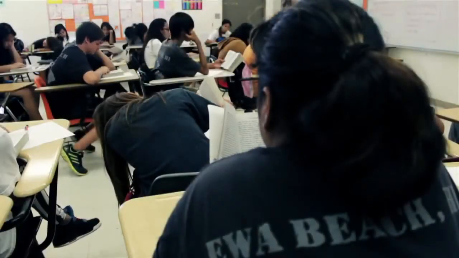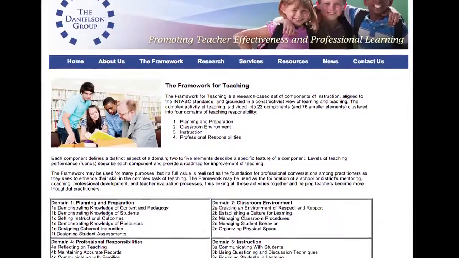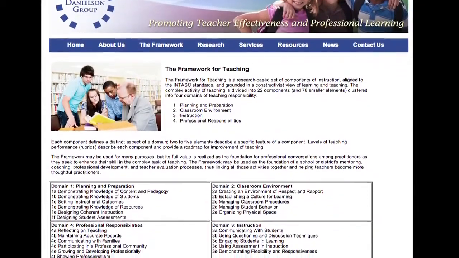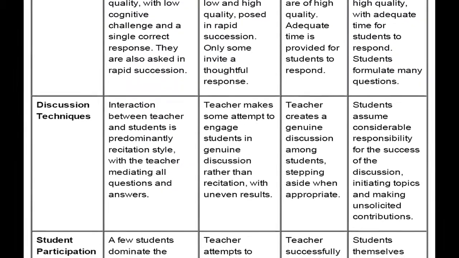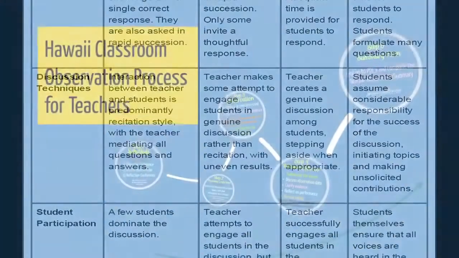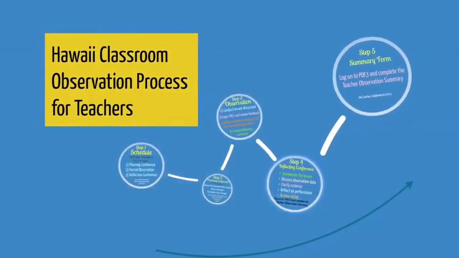In this video, we're going to go over the classroom observation process for classroom teachers. This observation protocol uses the Danielson framework, and it's part of the Educator Effectiveness System. It's meant to give feedback and promote your professional growth within your teaching practice. There are 5 steps to this process.